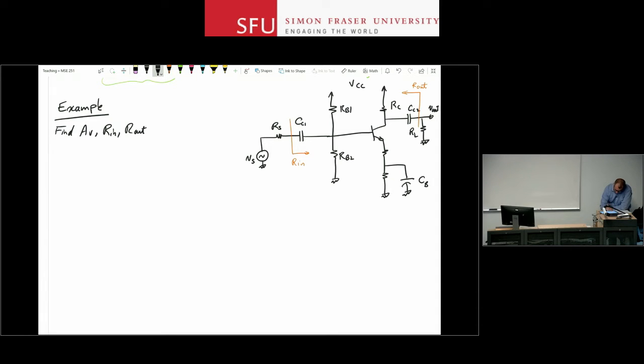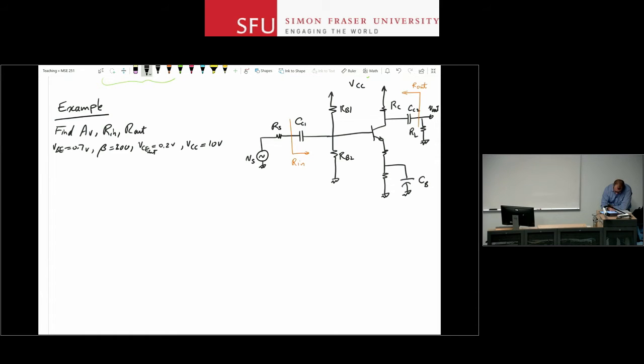Now the assumptions are that VBE is 0.7 volts, beta is 100, or 200, sorry, and VCE sat is 0.2 volts. We don't really have to worry about this because the device should be in active region if you're going to use it as an amplifier. But it's a device parameter that is given.